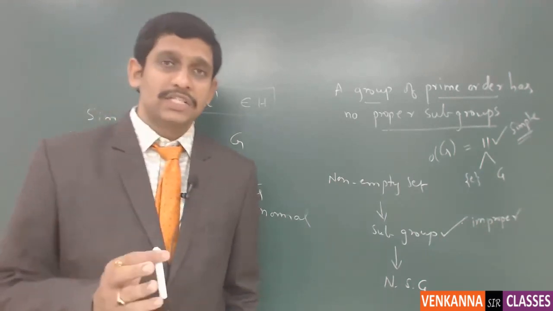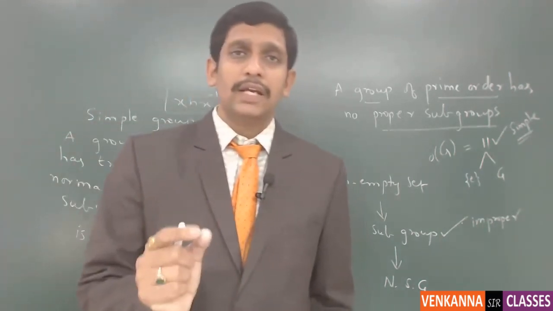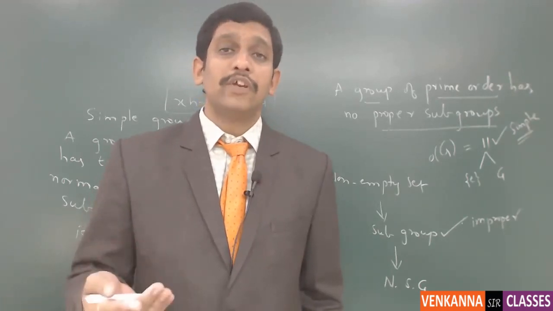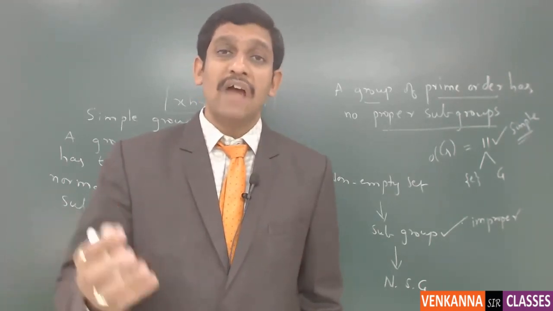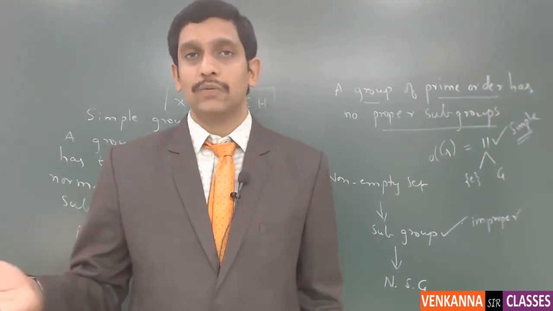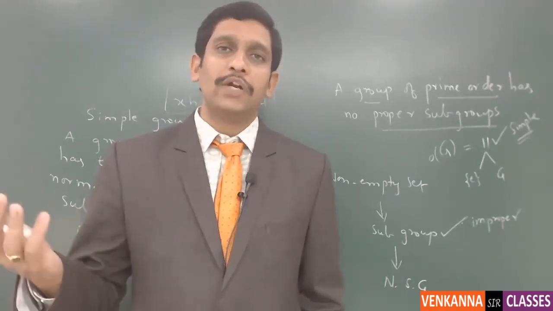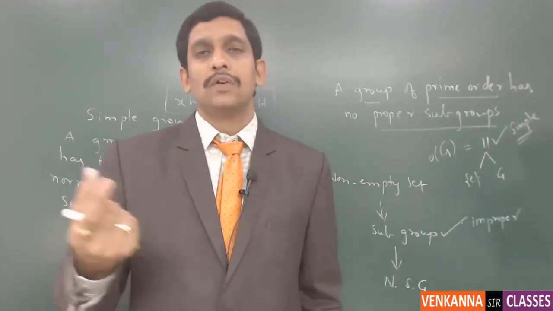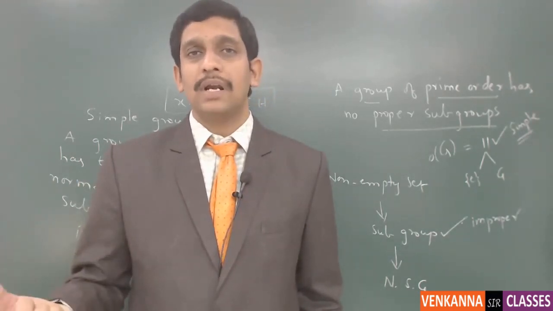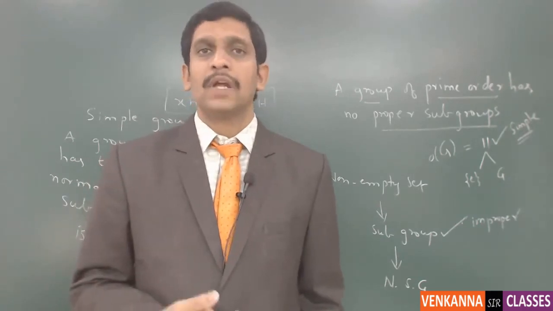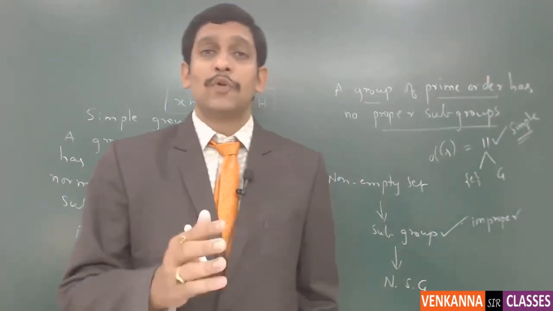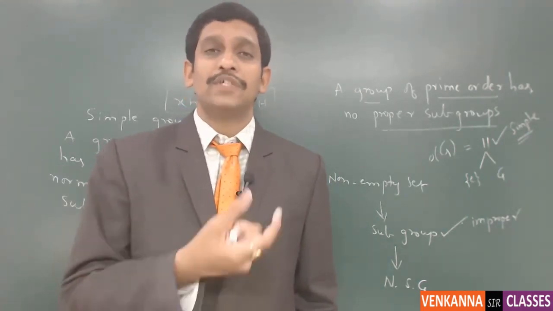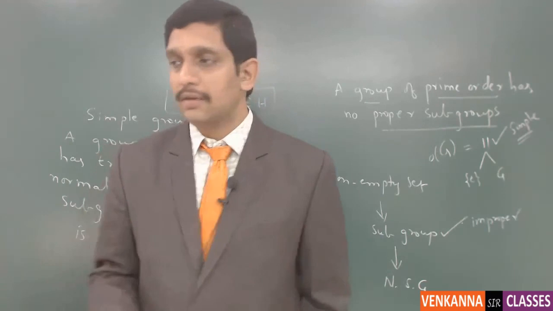So we will have the discussion that if you take a group of prime order, it is a simple group. There will be simple groups of composite order also. That is also correct. While doing the next level chapters, we will discuss. There will be group orders having composite numbers and they are simple groups. And every subgroup need not be a normal subgroup. So there will be subgroups which are not normal.